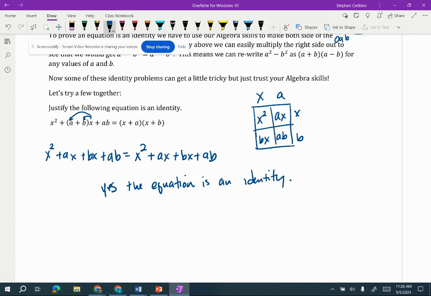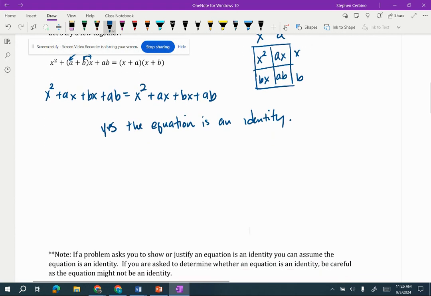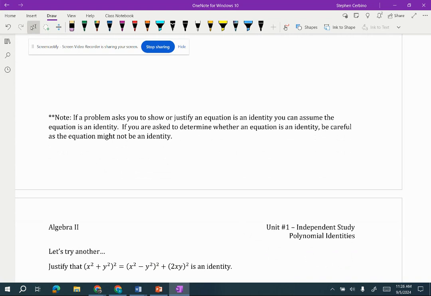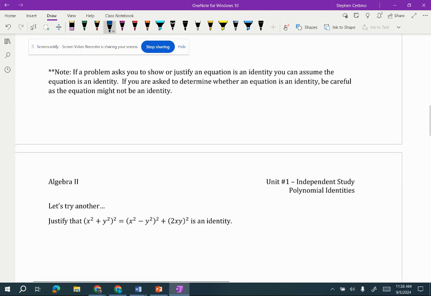That's it. Now, again, kind of an easy one. There are some more challenging ones, which we'll see. So on the bottom of the first page there's a note. It says if a problem asks you to show or justify an equation as an identity, we're going to assume that it is an identity, like the one that we just saw. If you're asked to determine if it is an identity or not, be careful, because sometimes it might actually not be one. That tends to come up in multiple choice questions, which you'll see later on in this video.